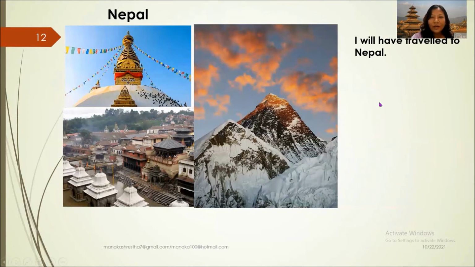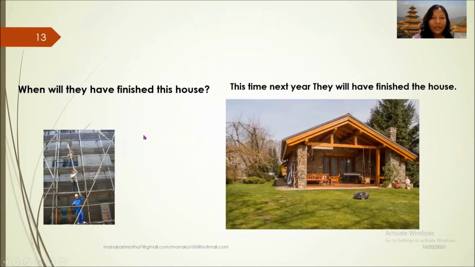So I will have traveled to Nepal this time next year. This time next month, I will have traveled to Nepal. Same. When will they have finished this house? This time next year, this time next month, this time next week, they will have finished the house.